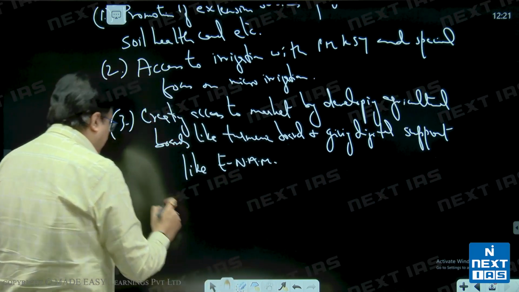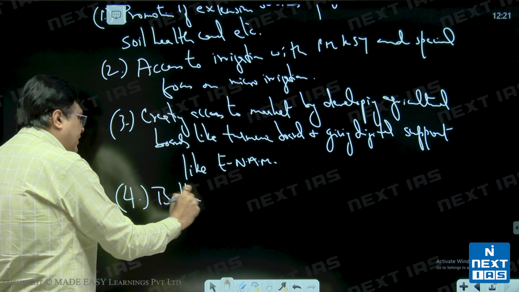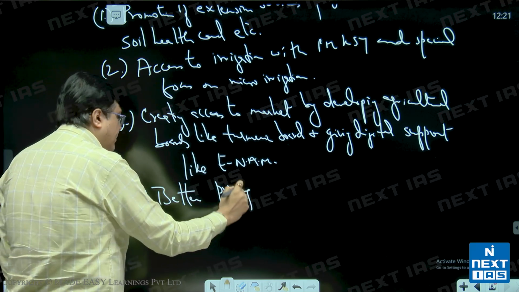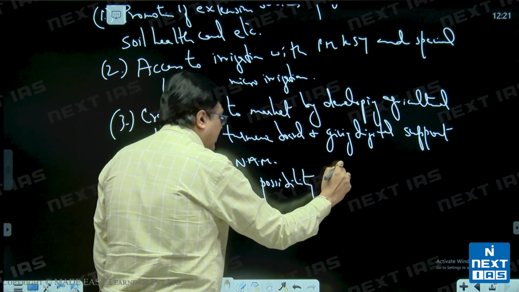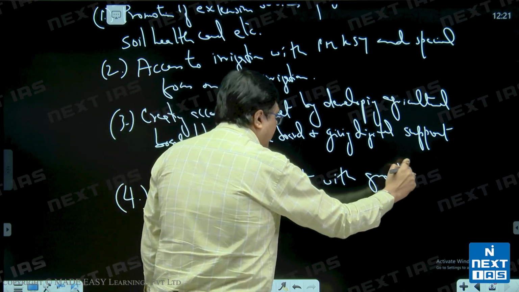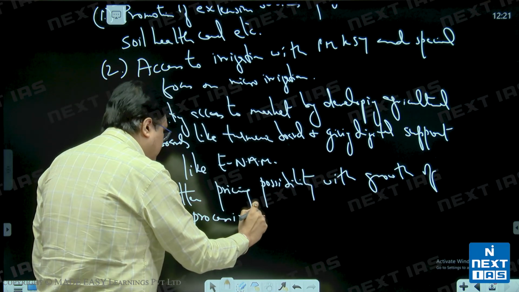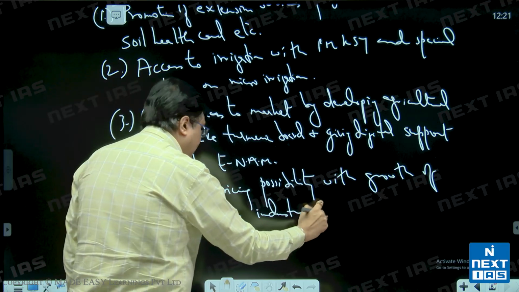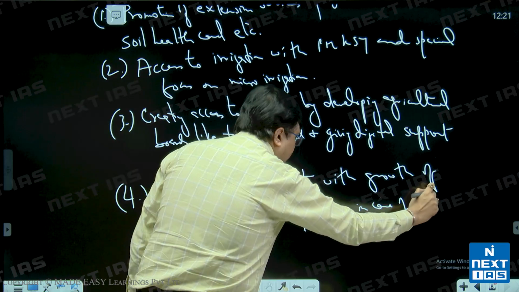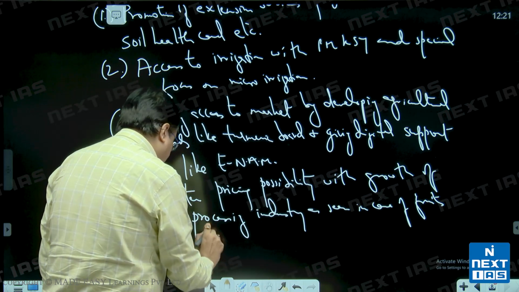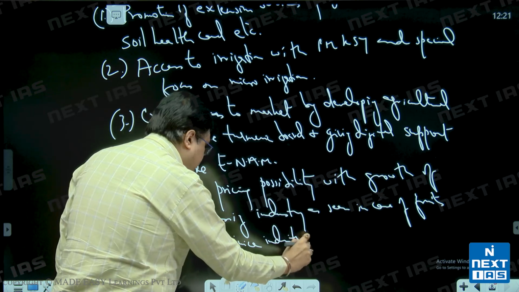Then of course you can write better pricing possibility with growth of processing industry as seen in case of fruits with juice industry.